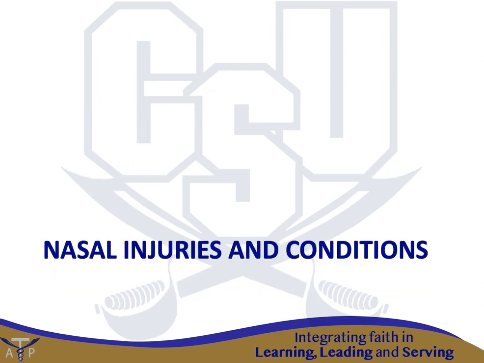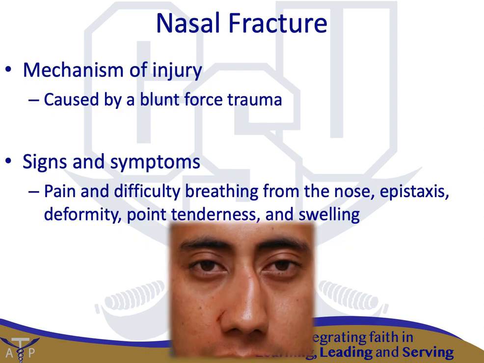Lastly, we're going to talk about nasal injuries. Nasal injuries occur commonly when that nose is not protected. So let's look at nasal fractures to start. This is caused by blunt force trauma to the nose, such as through a fist or an implement or an object. Signs and symptoms that occur are pain, difficulty breathing, could be nosebleed or epistaxis. We see a general deformity of the nose, usually pointed to one side or the other, point tenderness of that nose, and swelling.